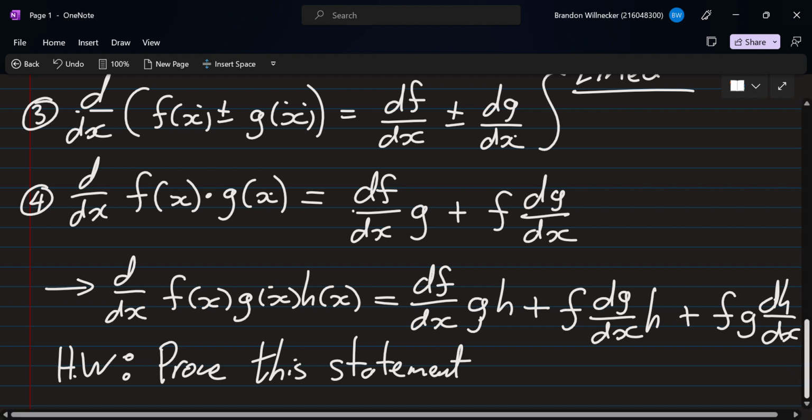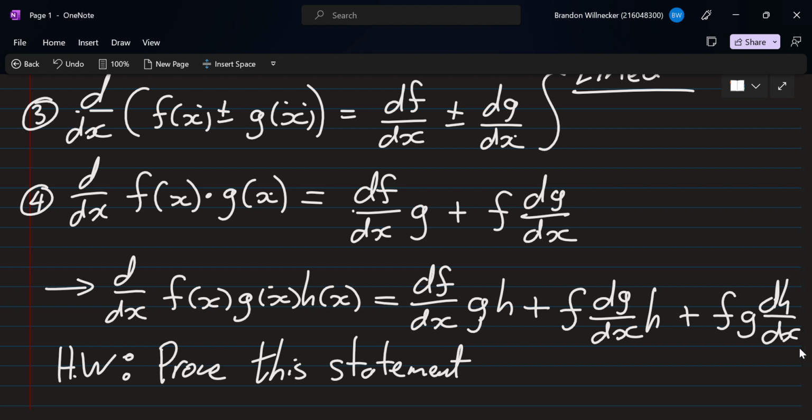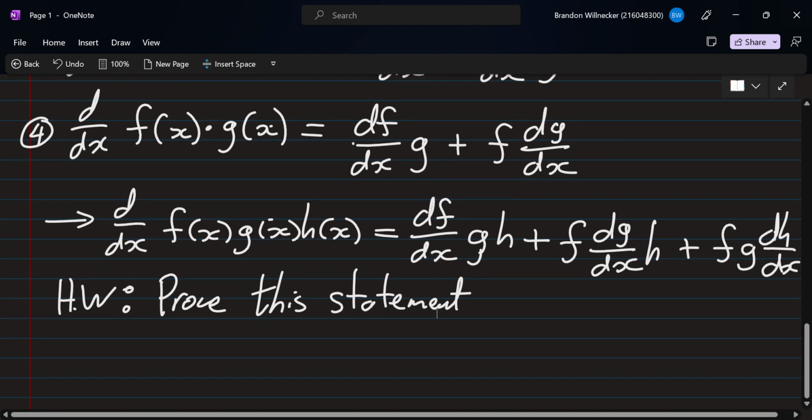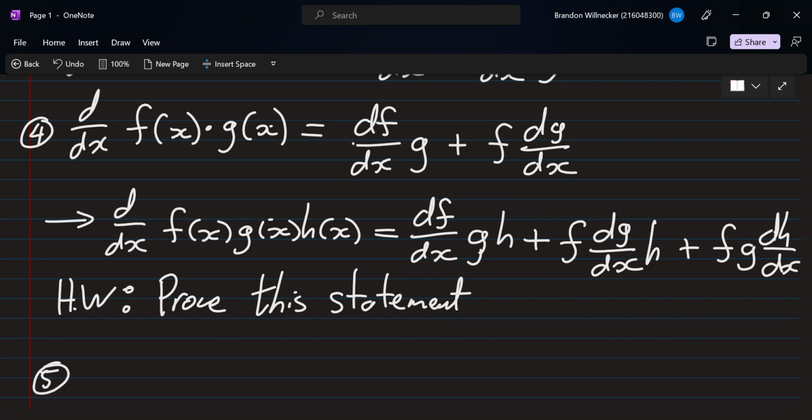So you can have a think about how you would prove this for 3 functions, and maybe you can prove it using n functions. But 3 functions should be enough for now. Okay, number 5, the one that we're going to be using quite often, that's the chain rule.